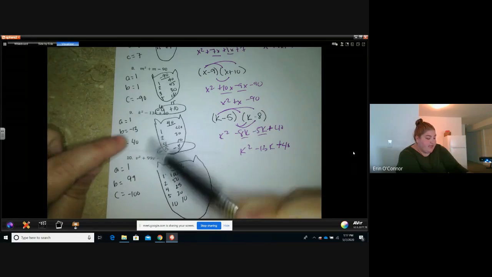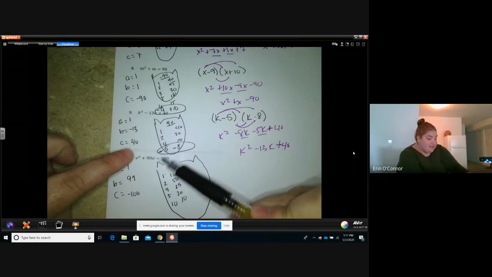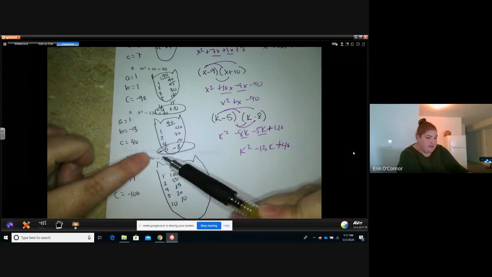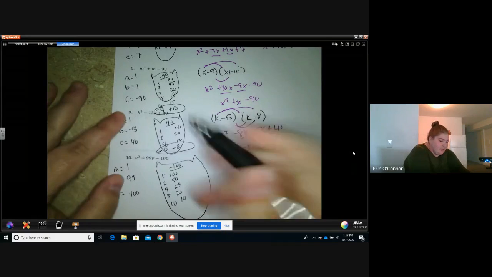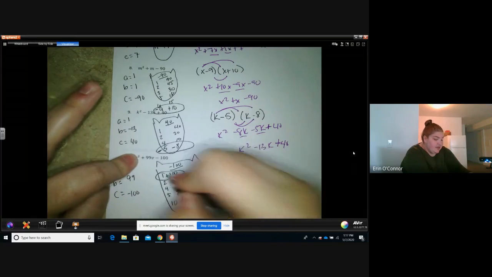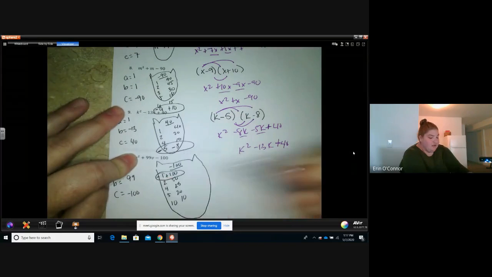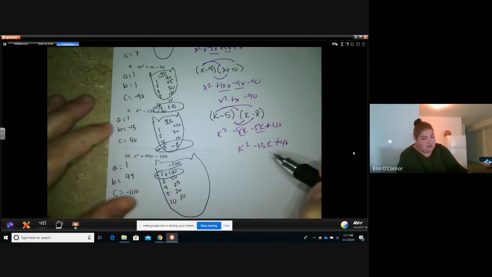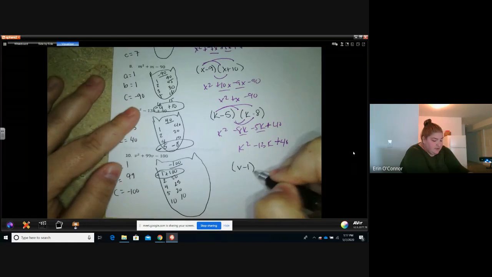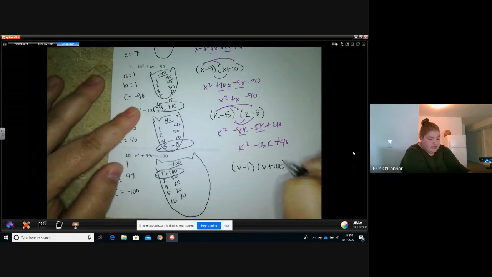All right, now they need to subtract because it's a negative, so they need to be opposite signs because a positive times a negative gives me a negative. Give me 99. The only ones that are going to do that are 1 and 100, and I need a positive 99, so the 100 has to be positive, and the 1 has to be negative because 100 minus 1 is 99. And I get V minus 1, V plus 100.